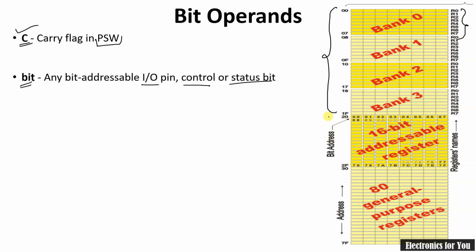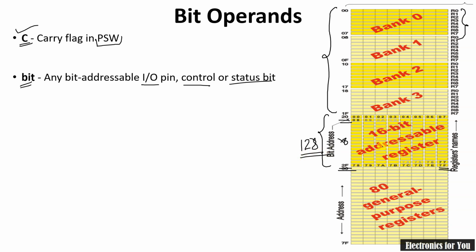Okay, now look at this section. The second section is the bit oriented area. It starts from 20 and ends at 2F. These are bytes, and we have 16 of them as bit addressable registers. So 16 times 8 will be 128 in total, and therefore we can say that its address starts from 00 and ends at 7F. 7F is a hexadecimal number, and if we convert it into decimal, we get 128.